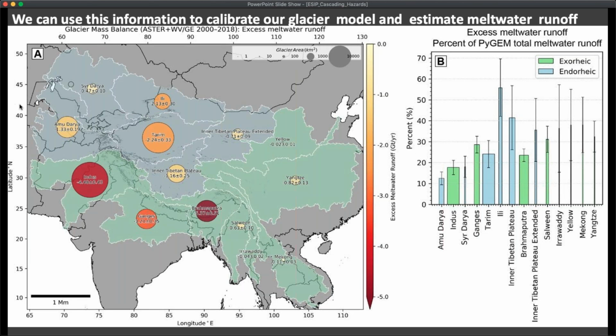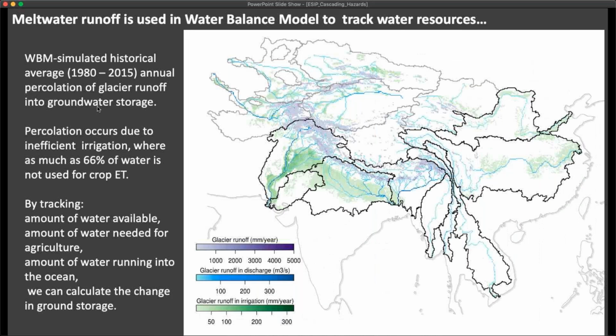And finally, once we know the glacier area loss and glacier volume loss, we can actually track how much water is at stake here. So this is basically another model that allows us to track how the glacier runoff is changing and how it is being used, and also how much of this glacier runoff is actually being used in irrigation.